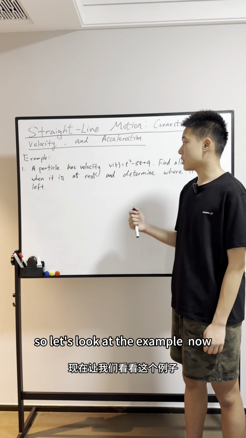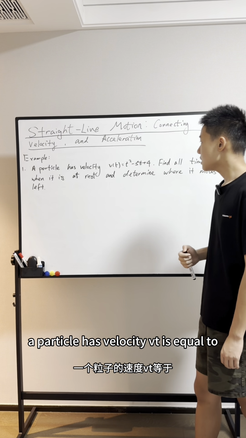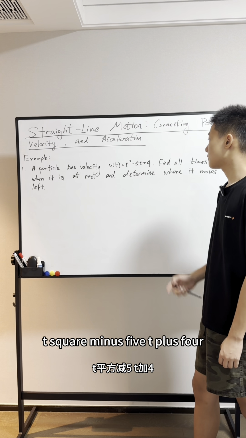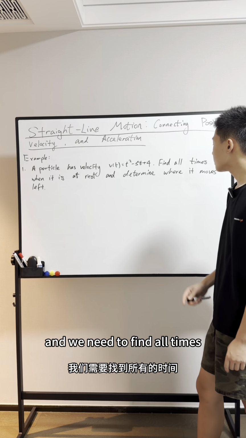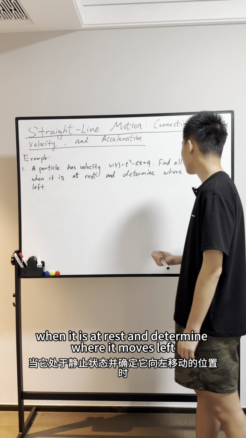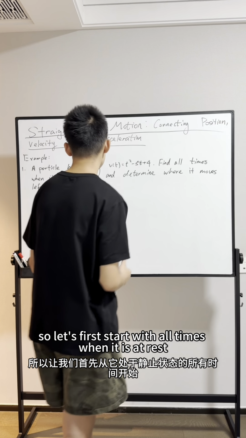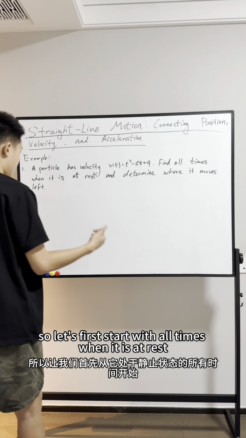So let's look at the example. A particle has velocity v(t) equal to t squared minus 5t plus 4, and we need to find all times when it is at rest and determine when it moves left. So let's first start with all times when it is at rest.